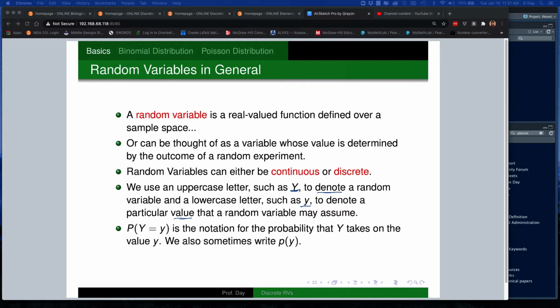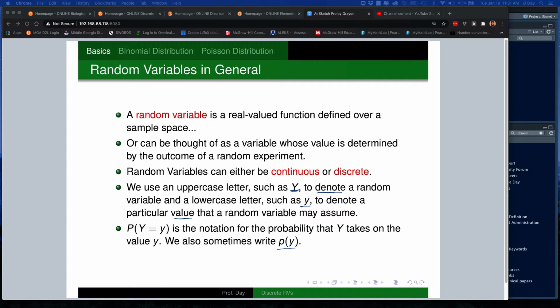Usually we'll write things up like, you'll see me do this occasionally, the probability that Y equals little y, which is saying that the random variable takes on the value of little y. So this right here would be an actual number. That's the notation for the probability that Y takes on that y value. Sometimes in shorthand we'll write little p of little y, but this is specifically for if you equal a value. In other words, if you equal that exact value.